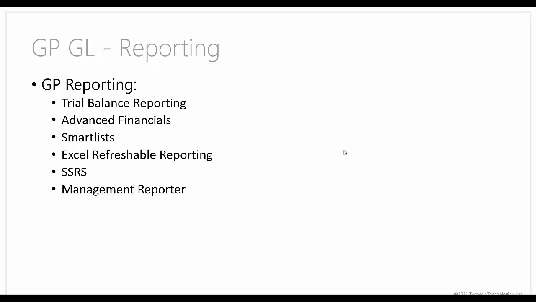You have Smart List Designer, build your own Smart Lists. You have Excel refreshable reporting that comes packaged with GP, or you have the ability to create your own Excel refreshable reports. SSRS, or SQL Server Reporting Services, is another tool that's used with Dynamics GP. And again, GP comes with default reports that you can deploy and utilize those reporting tools, or you can configure them and use them yourself.